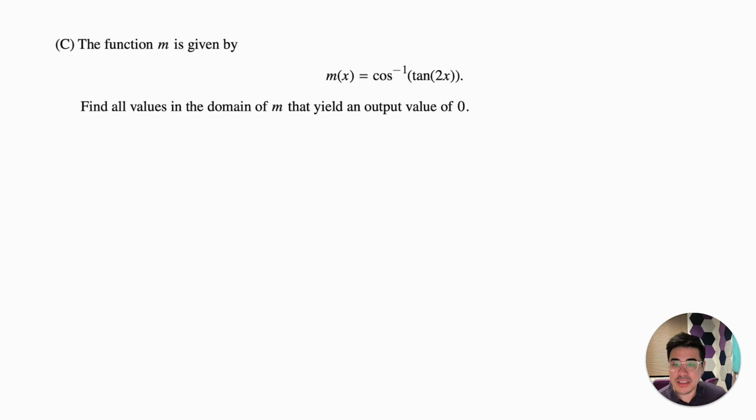So question C gives us a complicated looking function m and asks us to find all values in the domain of m that yield an output value of 0. Well, an output value of 0 just says plug in 0 for m of x, so that's the easy part.